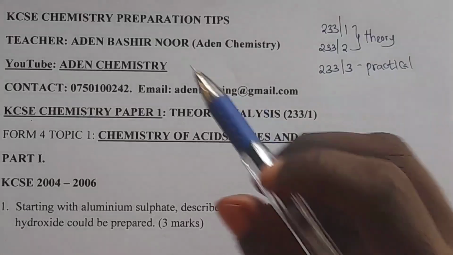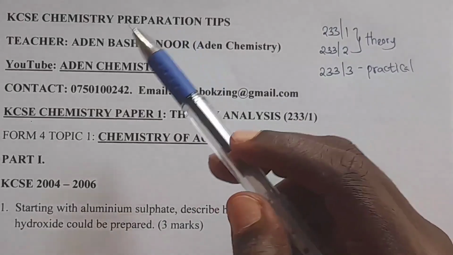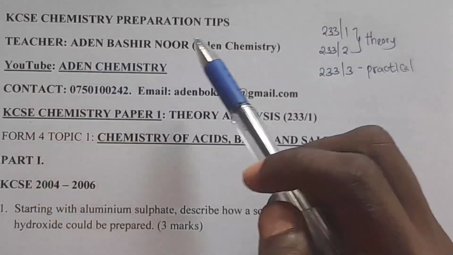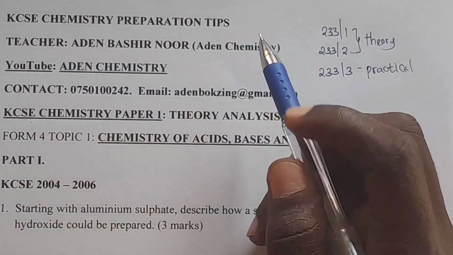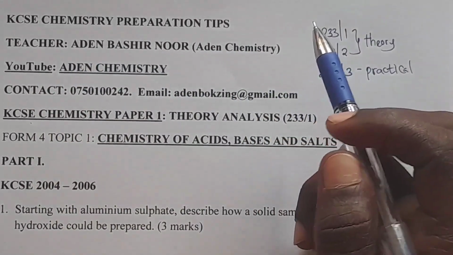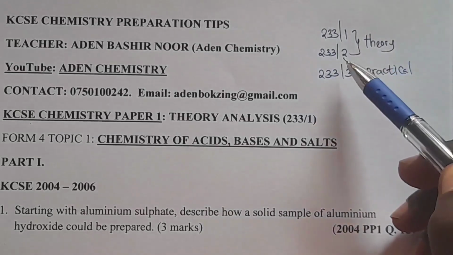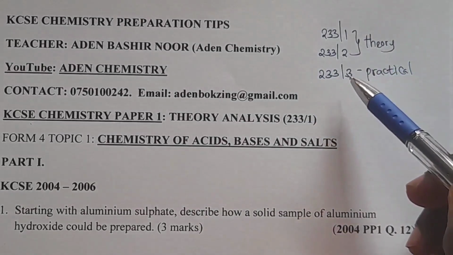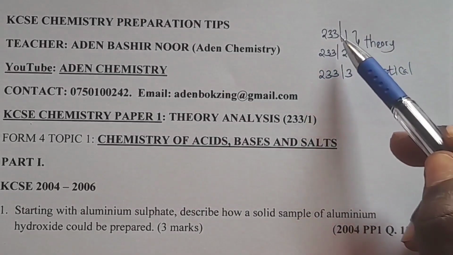Students, welcome. Today we are going to do KCSE chemistry preparation tips. As you know, chemistry has 3 papers: chemistry paper 1, chemistry paper 2, and chemistry paper 3. The code for chemistry is 233.